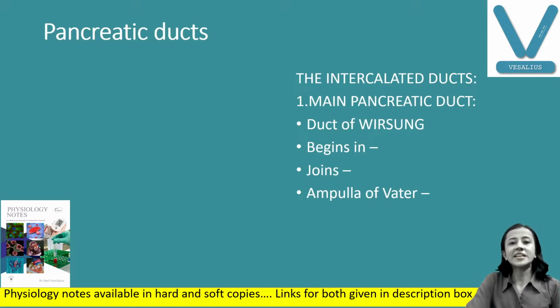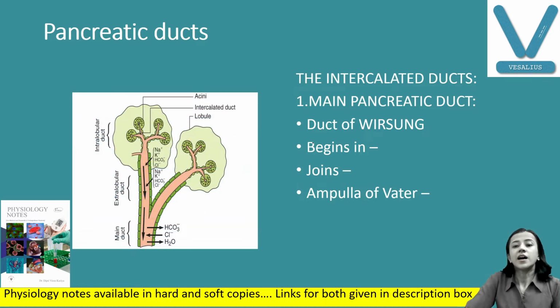Now the pancreatic duct. First of all, we will discuss the functional anatomy of the pancreatic duct. You can see these ducts are intercalated. These are the acini, and they open into the intercalated ducts, then the intralobular ducts, and they open into the main duct. The main pancreatic duct, also known as the duct of Wirsung, begins in the tail of the pancreas and runs along the whole length of the pancreas, and it receives numerous tributaries from other parts of the pancreas.